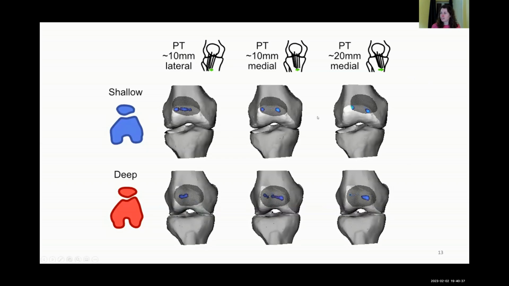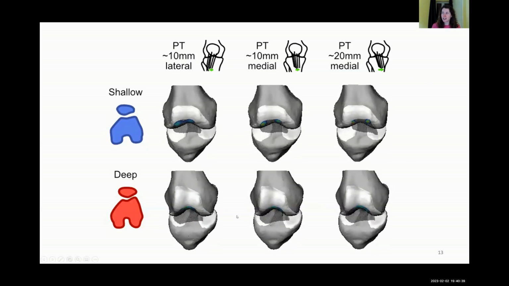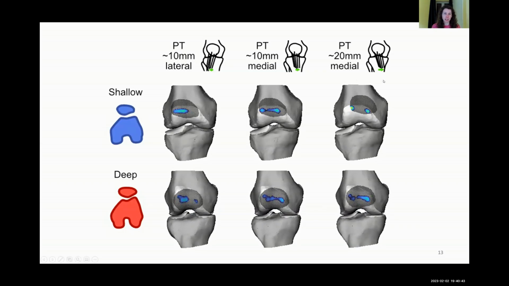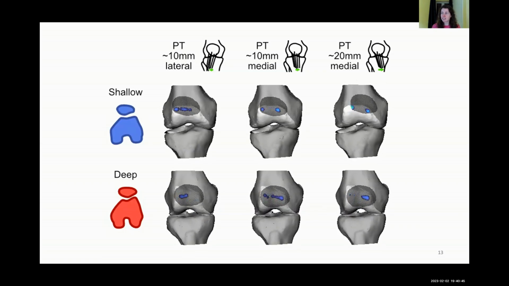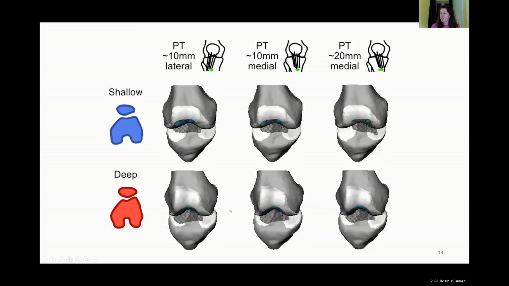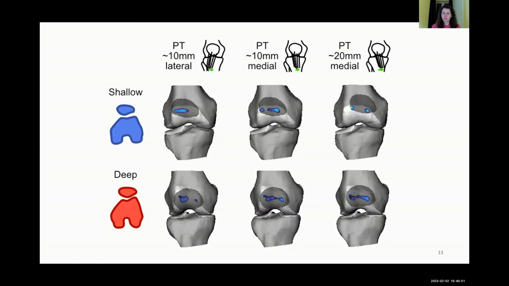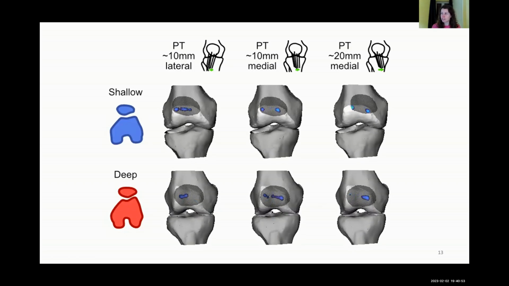So here we had 2 different shapes of knee, and then we were simulating a surgery to see how this surgery is different for people with different shaped knees. So we can understand what the outcomes of the surgery might be for those different shaped knees.